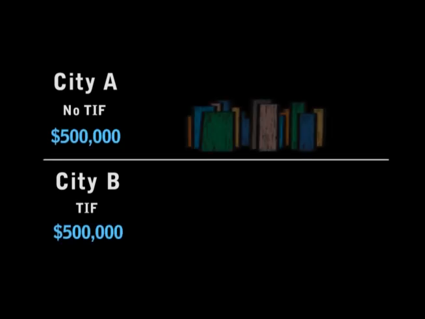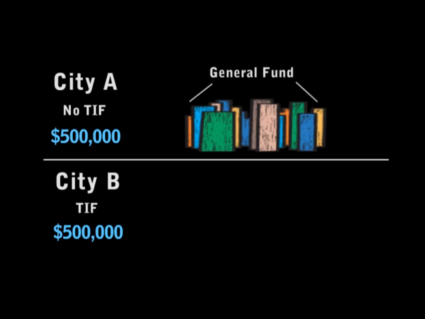Let's compare two cities. For the sake of this video, we'll call them City A and City B. City A does not have a TIF area, and City B does. It just so happens that they both have budgets that are exactly $500,000. City A collects property taxes from all properties located in its corporate limits. The amount each property is taxed is proportionate to its assessed value.